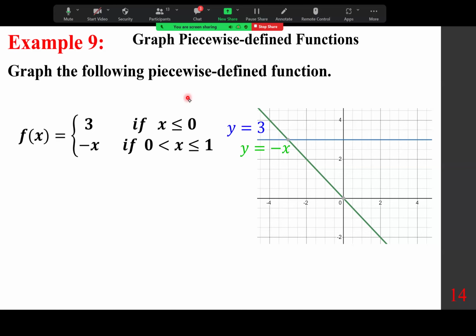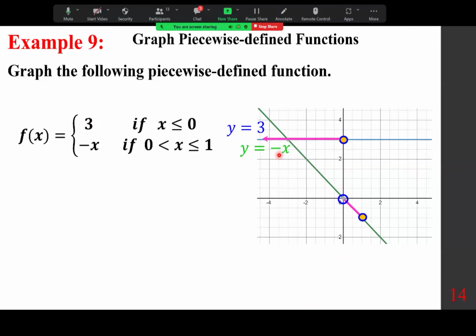Let's see how this thing is going to work. It says f of x is 3 as long as x is less than or equal to 0. So it's this line, as long as it's less than or equal to 0, to the left of 0. So there is a solid point here and everything on this side. So that's what it means.